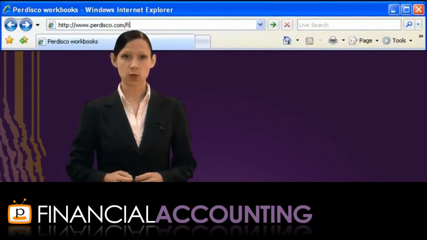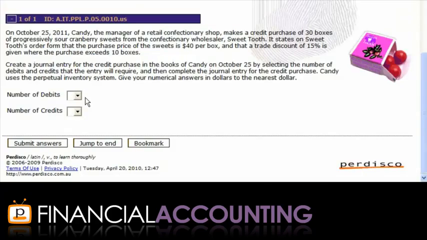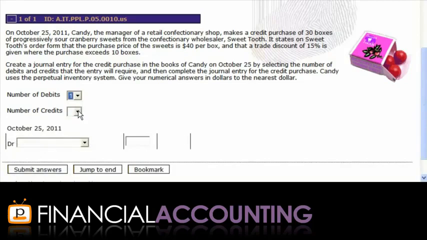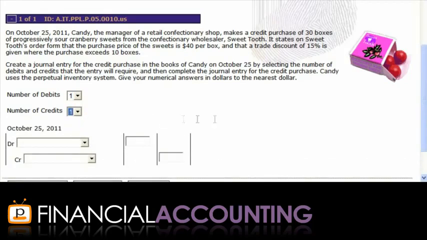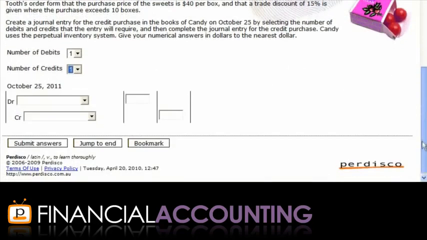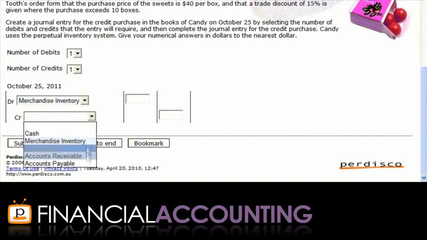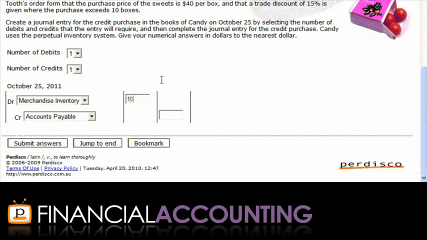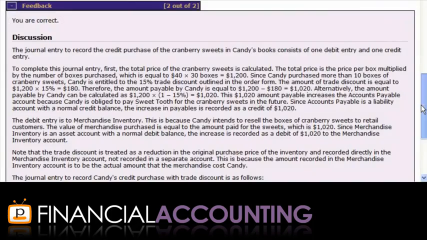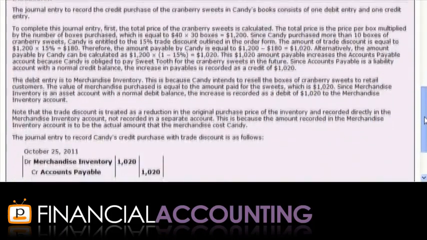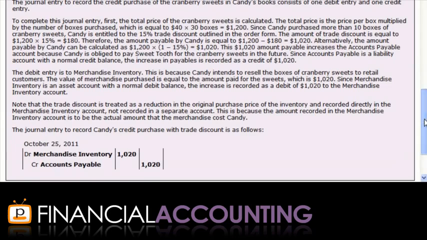You'll find many questions for you to practice, such as this one, where a trade discount is received for the purchase of inventory. We can select the correct number of debits and credits required for the transaction to reveal where we record the journal entry. Then, we select the accounts to be debited and credited and type in the value of the journal entry. Once we submit that, we now get personalised feedback for our answers and an explanation for the question.